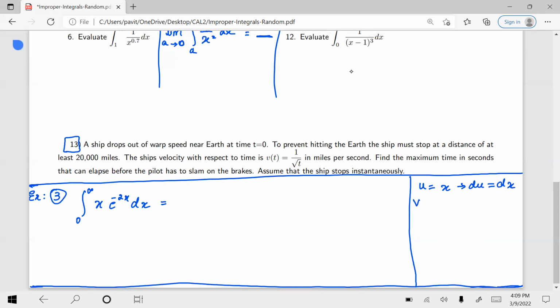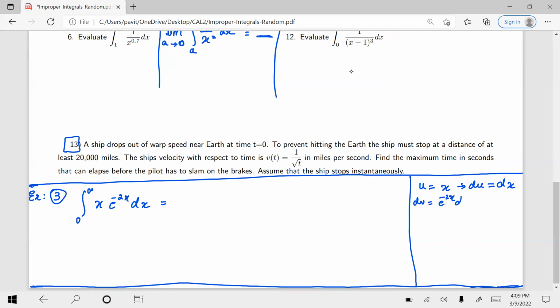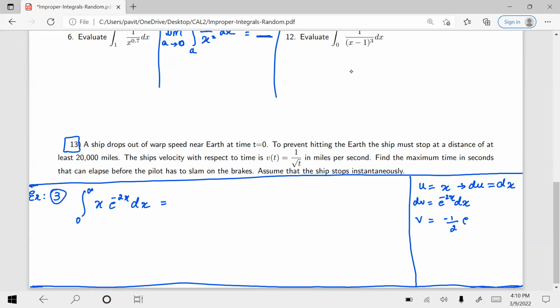Now v equal to... dv. So dv equal to the remaining term in the function, and that will give me v because I'm going to integrate this function. So this will give me negative 1 over 2 into e power minus 2x.